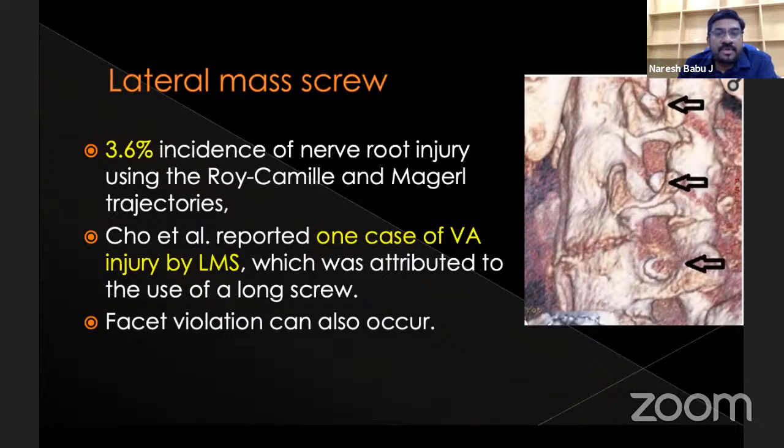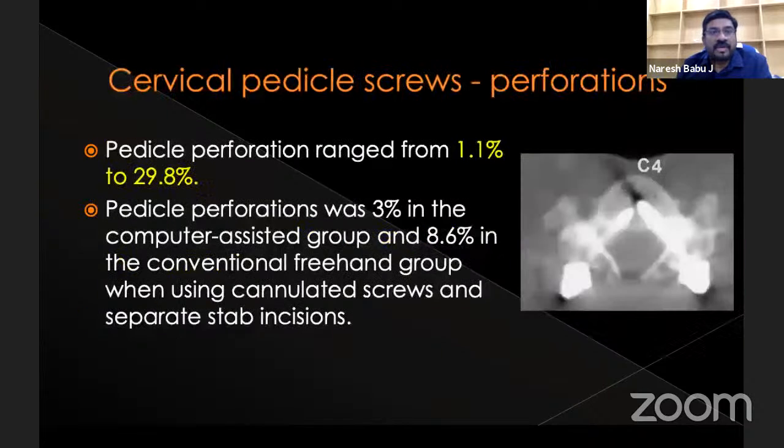And Cho has reported one case of vertebral artery injury even with lateral mass screw fixation. This is quite interesting. It happened with use of a quite longer screw, which actually penetrated the vertebral foramen and led to vertebral artery injury. Facet violations are quite common complications of lateral mass screw fixation.